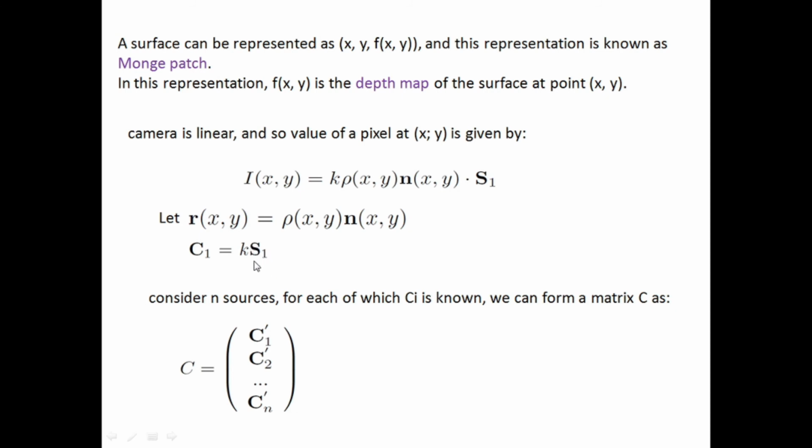So here the light sources are different, but these light sources are still in our hand. We know the properties of these light sources, so we know this parameter, and k is also in our hand. Definitely I will be knowing that C1 is also in my hand. So considering n sources for each of which Ci is known, we can form a matrix C equal to C1, C2, C3, C4 up to Cn. So n sources result in n values of C.